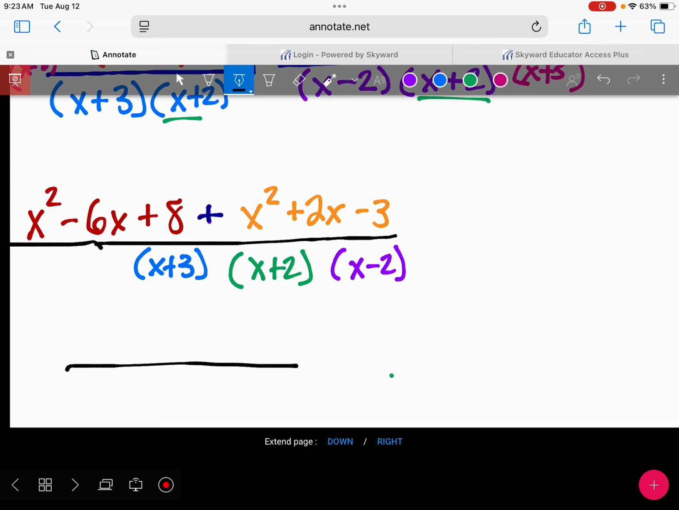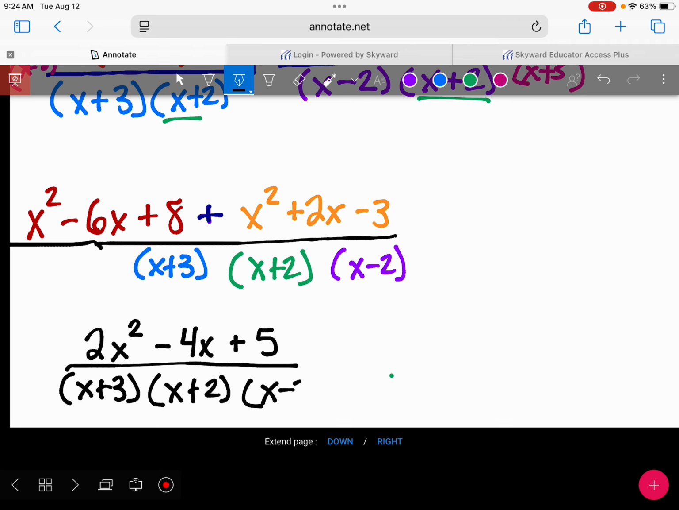So in our numerator, we've got our x squared plus x squared. So we have 2x squareds. We've got minus 6x plus 2x minus 4x. And then we have 8 plus negative 3, plus 5, over our x plus 3, x plus 2, x minus 2.